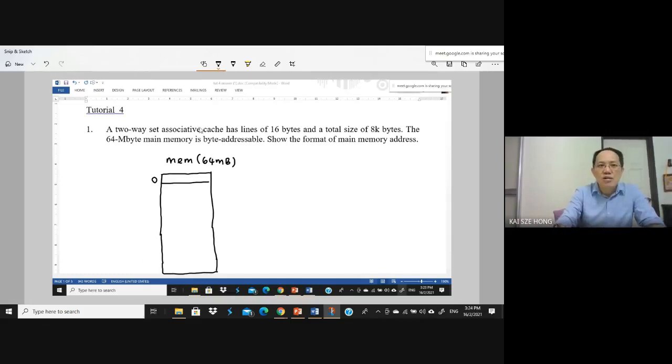A two-way set associative cache has lines of 16 bytes and a total size of 8 kilobytes. Total size, so there are two ways, and then lines of 16 bytes. So how many lines are there? Let's say you have 8 kilobytes. So the total number of lines equals 8 kilobytes divided by 16 bytes. Now remember, this 8K is not 8,000. 8K bytes is actually 8 multiplied by 1024 over 16. What's the number of lines?